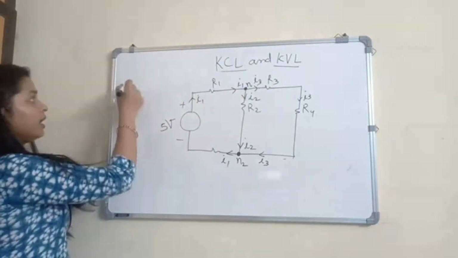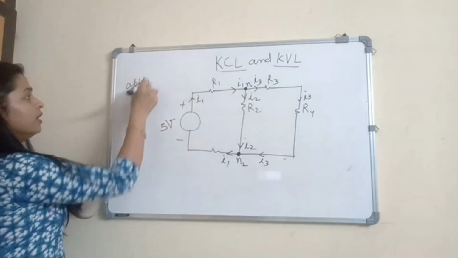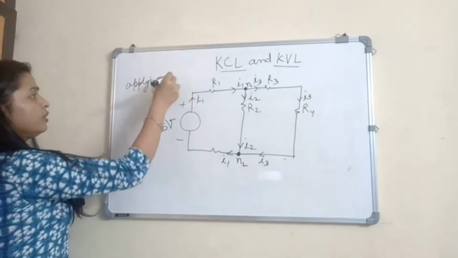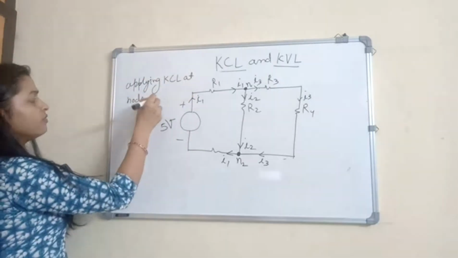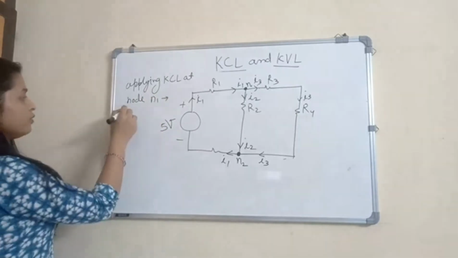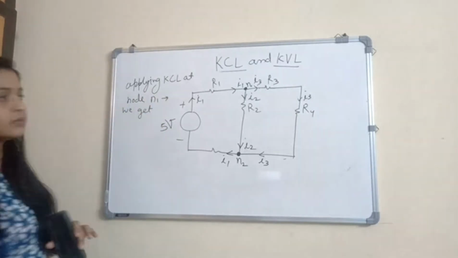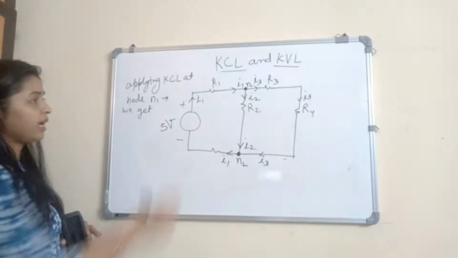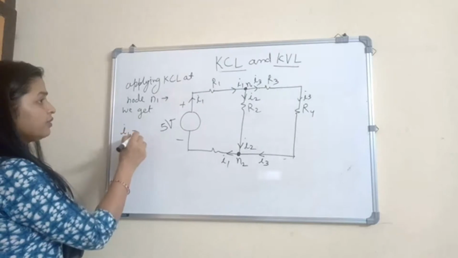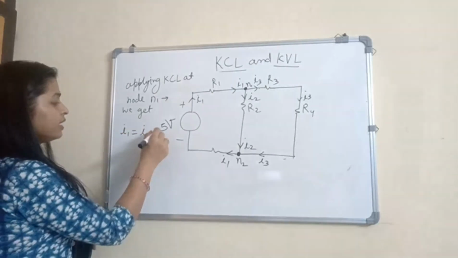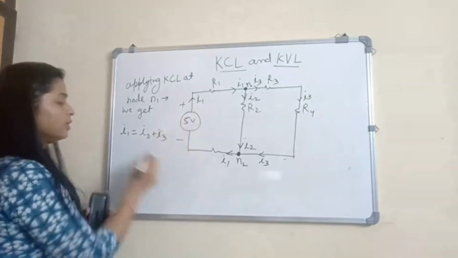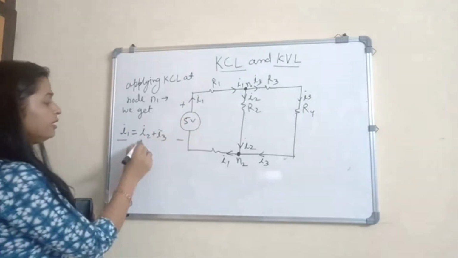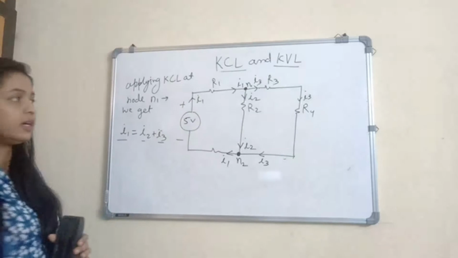So how can I apply Kirchhoff's current law at node N1? We get the equation of KCL: I1 is equal to I2 plus I3. You can see it. I1 is my entering current, and these two are my outgoing currents.